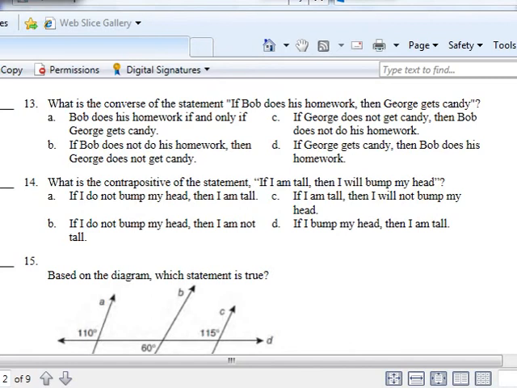Converse. Remind me, Austin, Reed, how do we find the converse of a statement? You're going to flip the front with the back. So instead of if Bob does his homework, it's now if George gets candy, then Bob does his homework. If George gets candy, then Bob does his homework, D.